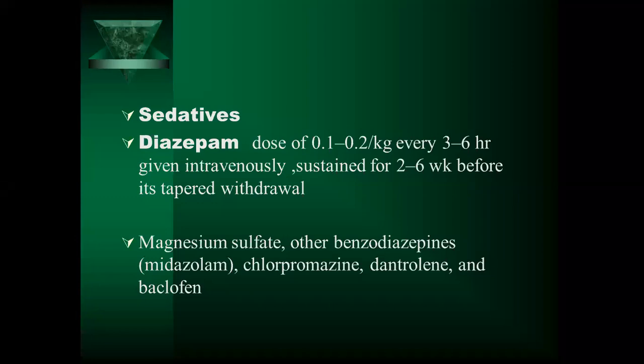Other drug, you can use phenobarbital. Okay. Then other options are magnesium sulfate, midazolam, chlorpromazine, dantrolene, and baclofen. Sometimes you have to use phenytoin also. So do not use all these drugs. First of all, you have to use diazepam and phenobarbital, and second, injection phenytoin. Okay, these are the three drugs that you have to use.